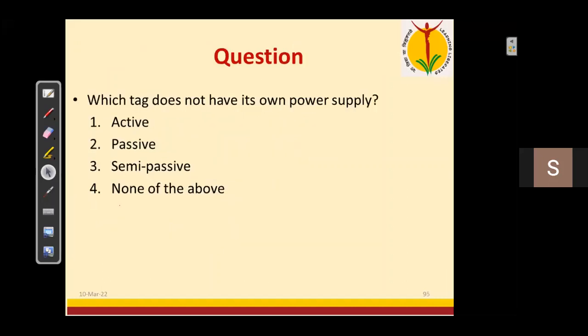Okay, so the question is about the tags we use in RFID. There are two types of tags, broadly: active and passive. In the active tag, there is a power supply, but in the passive tag, we need an external power supply, so it is powered externally. So the question is, which tag does not have its own power supply? The passive tag does not have its own power supply.